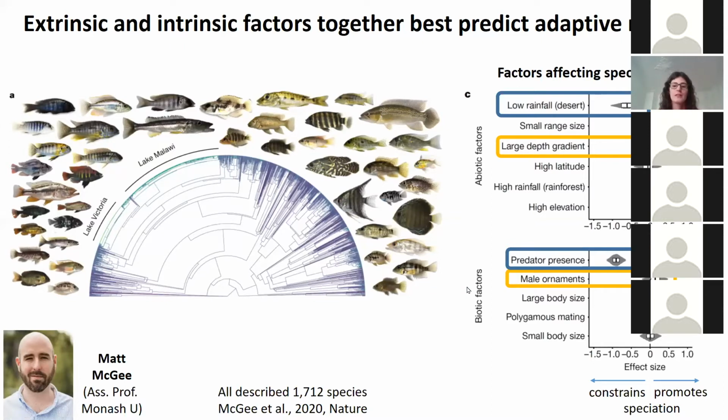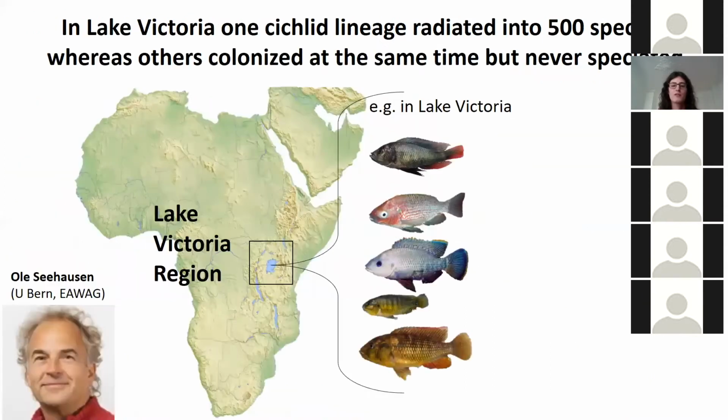So we know already quite a lot about what factors are important also for cichlid fish in adaptive radiations, but there are still some adaptive radiations that are just completely crazy and cannot be explained by the combination of these factors. And one of them is the radiation in Lake Victoria.